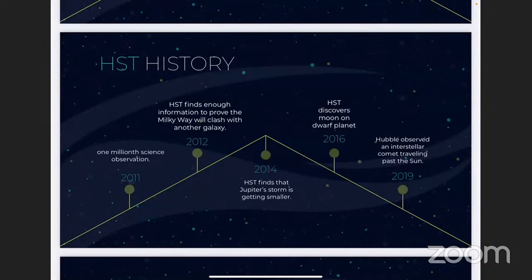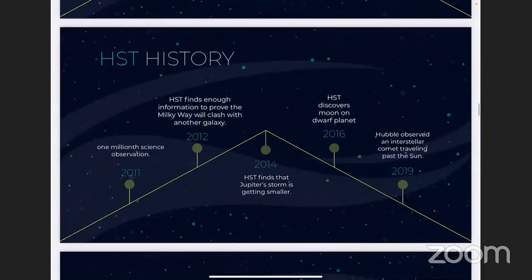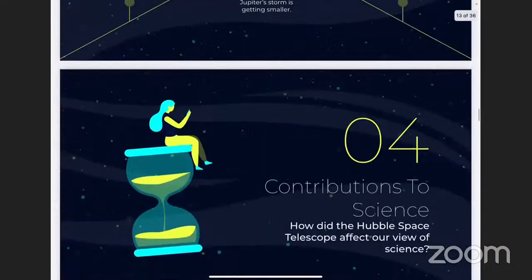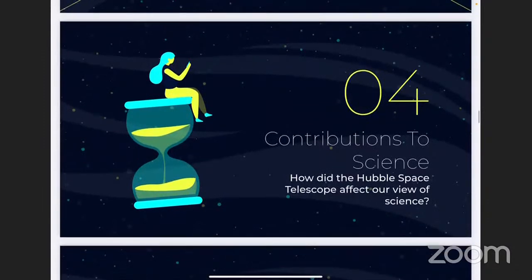And in 2014, it found that the Jupiter storm is getting smaller, which is expected to finally decay in around 300 or 400 years. And in 2016, it discovered a moon on a dwarf planet, which was Pluto. And in 2019, it observed an interstellar comet traveling past the sun. Its contributions to science.